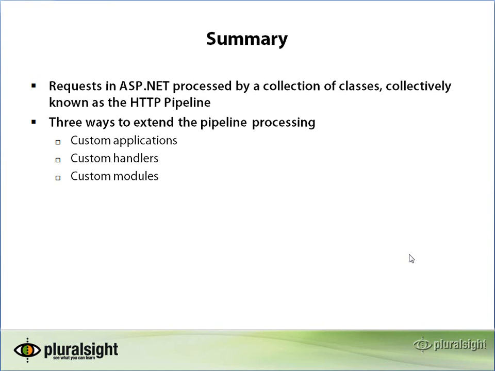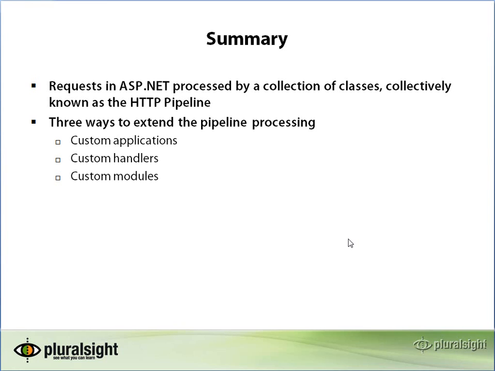So in this module, we've taken a look at the underlying collection of classes that are used to process requests in ASP.NET and how those classes are mapped onto by various versions of IIS. And more importantly, we focused on the three extensibility points of the pipeline. So how can you add your own custom functionality into the request processing architecture of ASP.NET? And we did this in three ways.